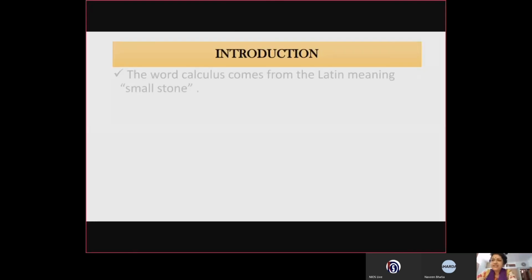Integration. What exactly is integration? The word calculus, integration is part of calculus in mathematics. Calculus comes from the Latin word small stone. So whenever we study things in small parts, differential calculus, we normally say is dy by dx. So what is that? What is the change of y when x changes by a very small amount? So that is differential calculus. That is, we break up things into small parts and we study it.